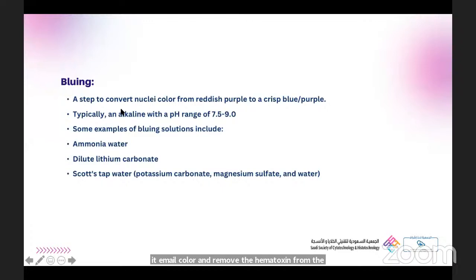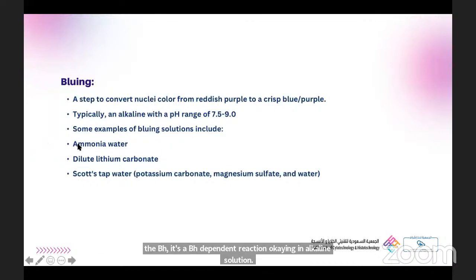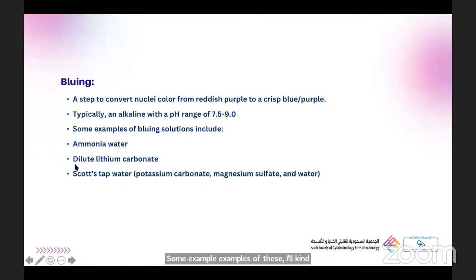The next step is bluing. Bluing is converting the red soluble color of the hematoxylin to an insoluble blue-purple color. It is a pH-dependent reaction occurring in alkaline solution. Some examples of this alkaline solution are ammonia water, dilute lithium carbonate, and potassium carbonate with magnesium sulfate mixed in water, which is called Scott's tap water.